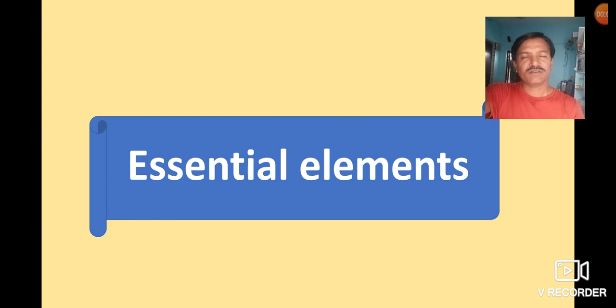In this session, we are discussing some tips and tricks to remember essential elements in the topic of mineral nutrition, class 11.